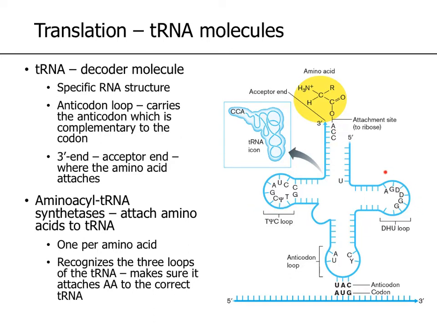And these two other side loops here are used for recognition by the next molecule that we'll talk about, the aminoacyl tRNA synthetases. These are the guys that actually come in and attach the amino acids. So you have tRNAs floating around, but they need something to come and put the amino acid on them. And that's what the aminoacyl tRNA synthetases do. Generally, there's one per amino acid, and in order to make sure there are no errors, it recognizes all three of these loops and makes sure those are the right ones, so it's putting the amino acid on the right tRNA.